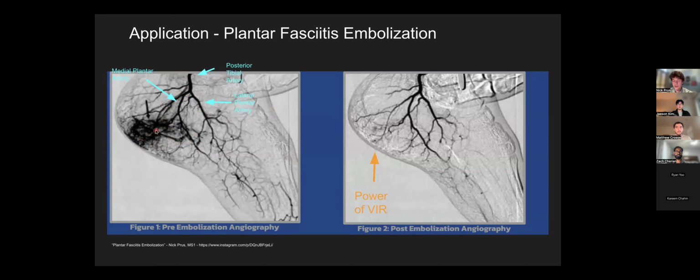And just like other MSK embolizations, you'd use a temporary embolic. So you'd use something like Lipiodol or imipenem-cilastatin to do that. And then I love the before and after angios. They look so clean, but this is the power of VIR.